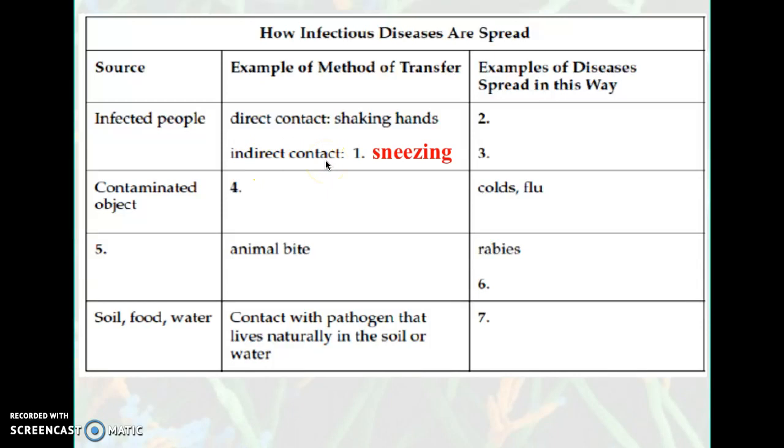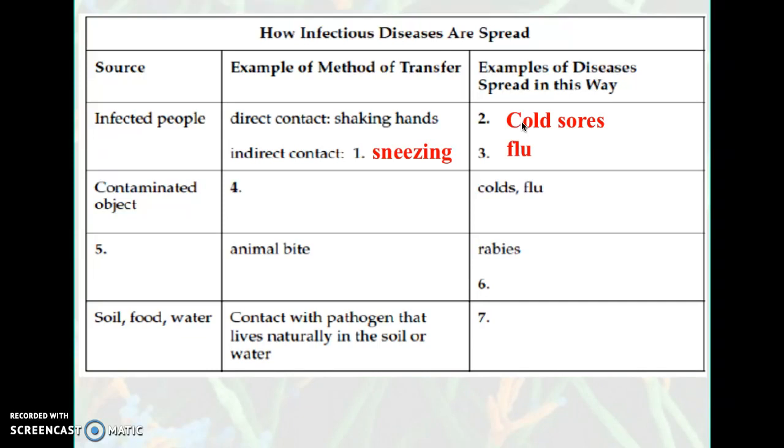Indirect contact would be sneezing. So someone sneezes or coughs into the air. Those particles are in the air, and then you are breathing in those particles that are in the air now. Some diseases that spread this way, and there are lots of them, but here are some common ones. So cold sores, if you come into contact with someone that has a cold sore, those transfer from skin to skin very easily.